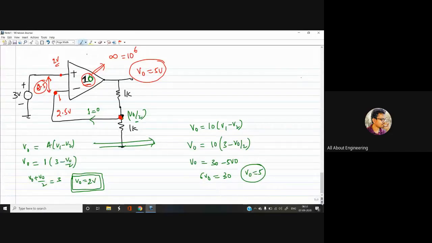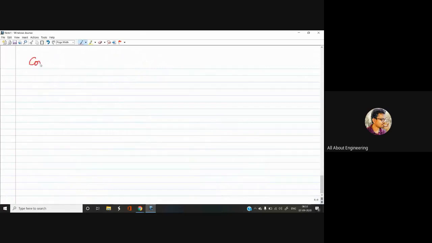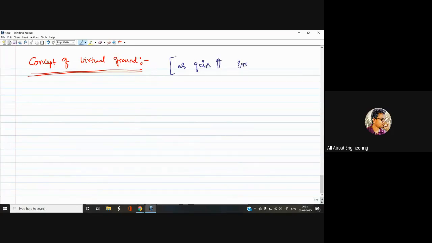Now I am going to jump into a beautiful concept, the concept of virtual ground, which is very important to solve numerical questions. This concept is like the heart of numericals. Before explaining the concept of virtual ground, the main important thing that you should notice is that as gain increases, the error between terminals will be decreasing. This is the basic point to learn about the concept of virtual ground. Now let me draw the same circuit again.